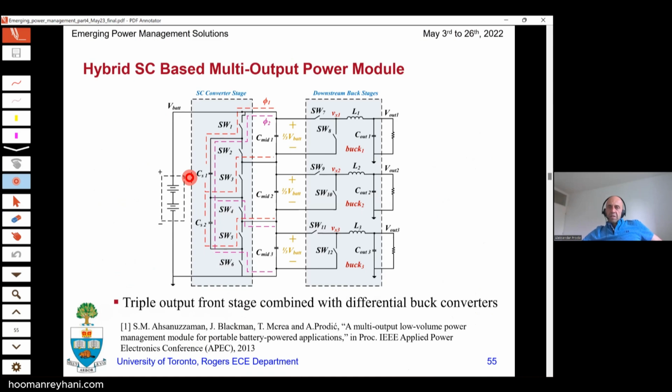And now, as the output stage, we can connect in this case 3 differentially connected buck converters, where the first one will be producing the highest voltage, the second one will be producing the intermediate voltage needed for the bus, and the bottom one produces the lowest voltage.